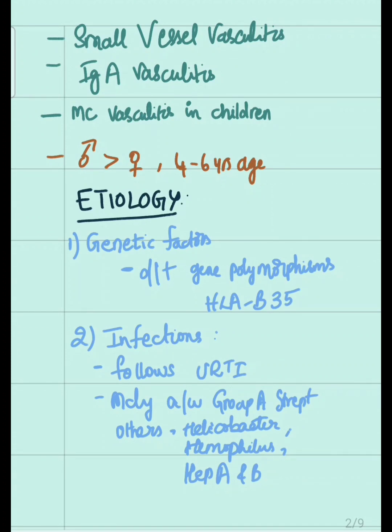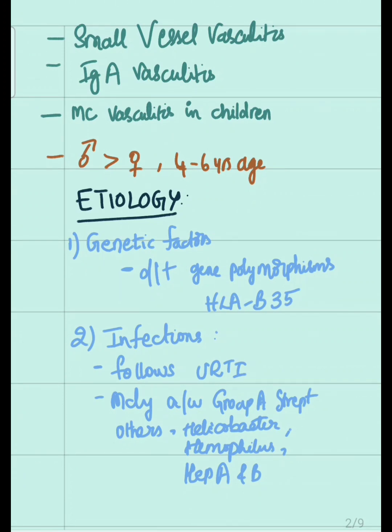Coming to the epidemiology, we've got a slight male preponderance. However, it can be seen in both males and females in about the same ratio, and it is commonly seen in the age group of 4 to 6 years. However, it can also occur in older children and in adults, but the disease is more severe in adults and has serious consequences.